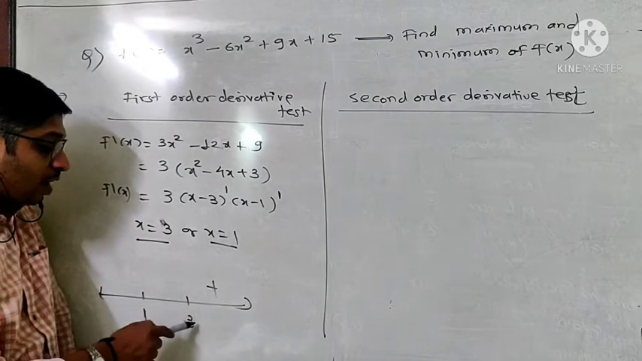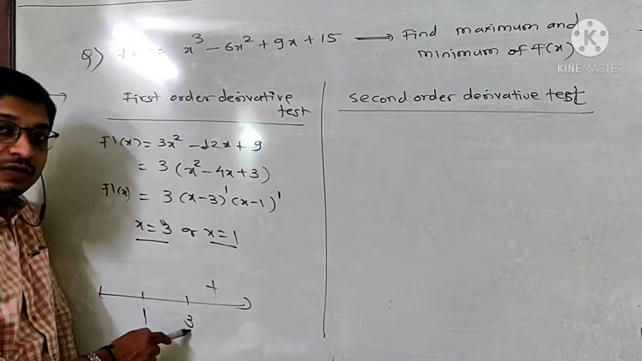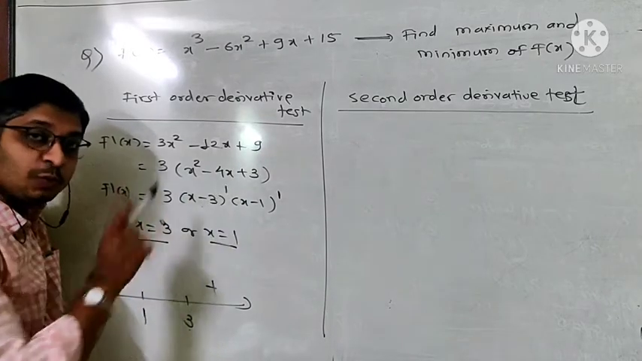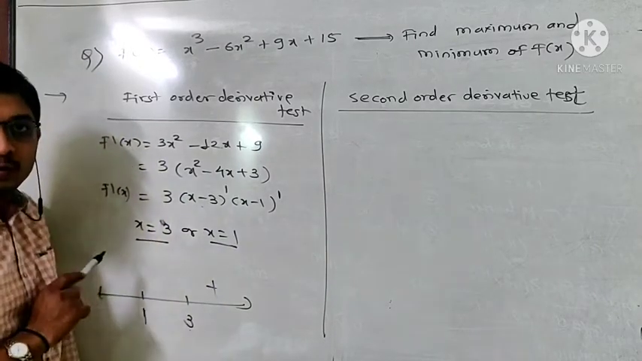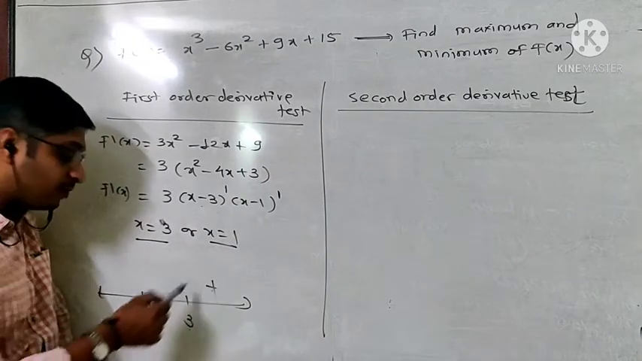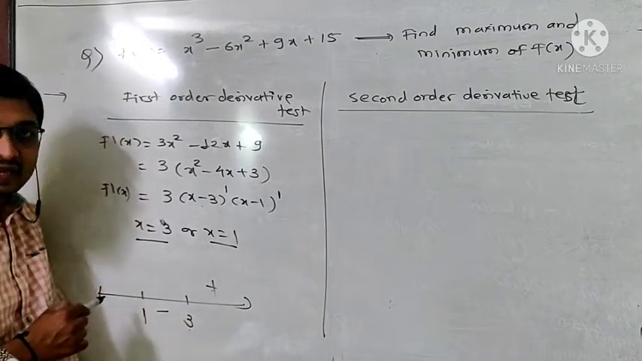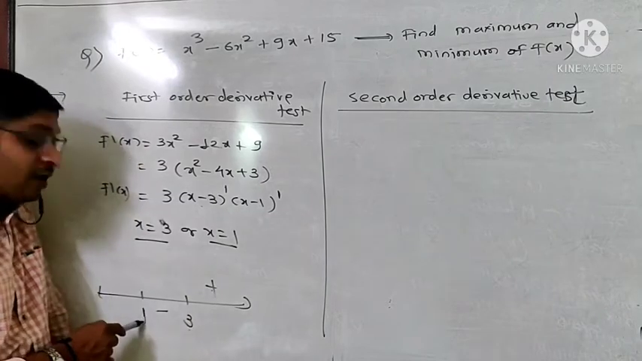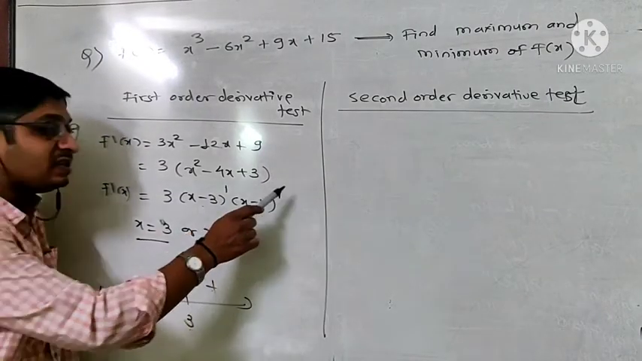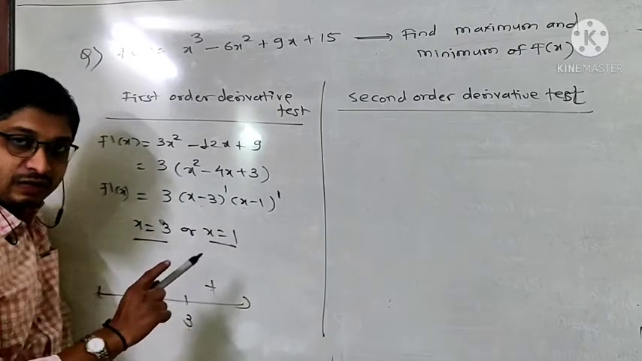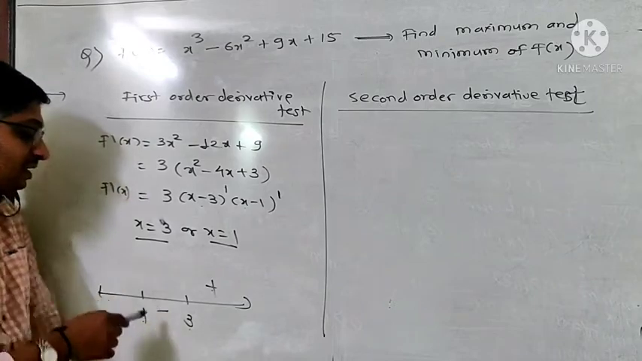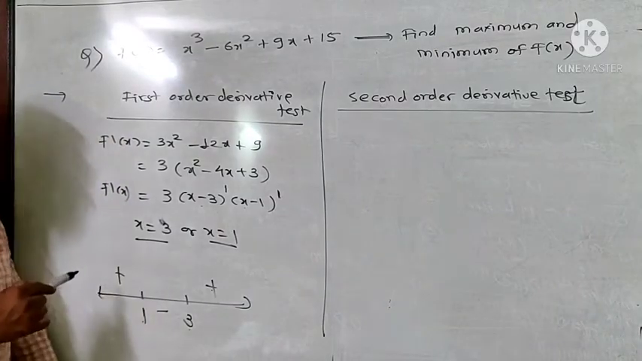So how have we obtained x equal to 0 from this bracket? What is the power of this bracket? It is 1, which is an odd number. That means my function will be changing its value from positive to negative. And how have we obtained x equal to 1? From this bracket. What is the power of this bracket? It is 1, which is an odd number. That means it will change its behavior again, that is from minus to plus.